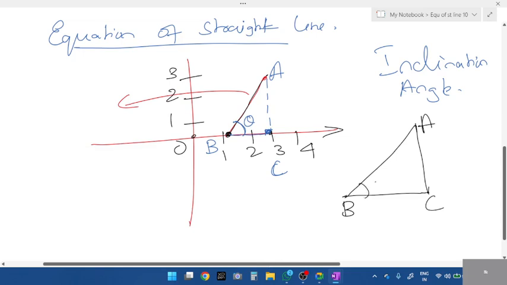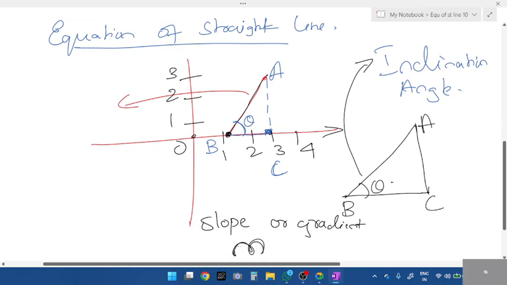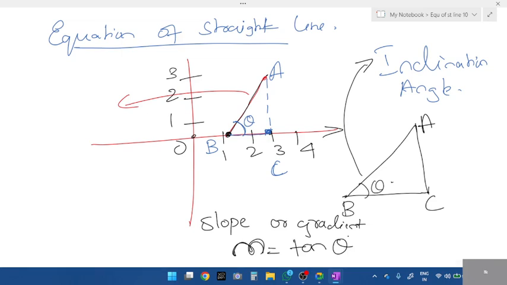Next, angle. This is theta. Only theta we call inclination. And one more concept is slope, or gradient. We represent this with the alphabet M. To find the value of M, there are three ways. The first way is tan, when the angle is given: tan theta. This is known as slope or gradient. Slope or gradient is nothing but M, students.